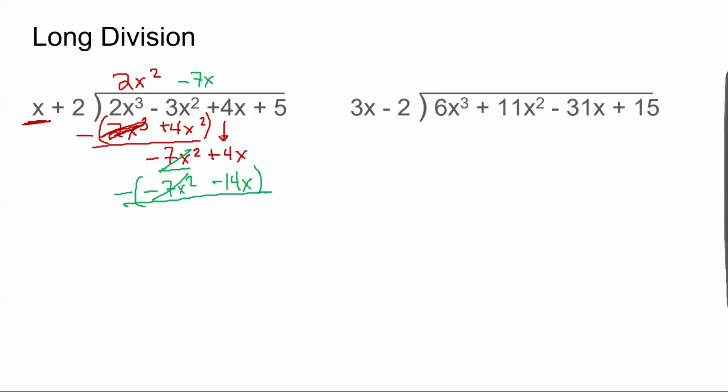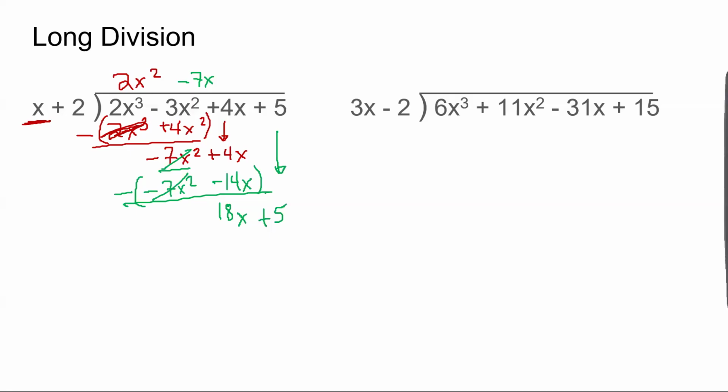These should always cancel, by the way. That first term should always cancel. If it doesn't, then something went a little bit funny and you need to go back and look at it. When I subtract a negative 14, that's really adding 14. So I would get an 18x. And then, of course, I drop the next one. In this case, it's not a decimal, it's the next term, but same idea.